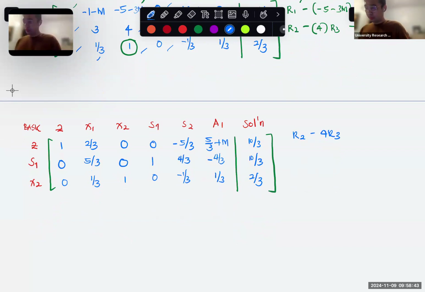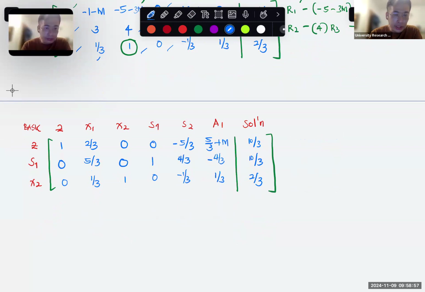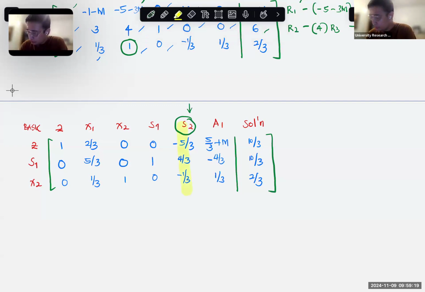Next is, are we going to continue? So kung titingnan natin, do we still have a negative coefficient or negative element on our objective function? We still have 1, which is the negative 5 over 3. So therefore, our entering variable this time would be S2. Negative 5 over 3, 4 over 3, and negative 1/3.